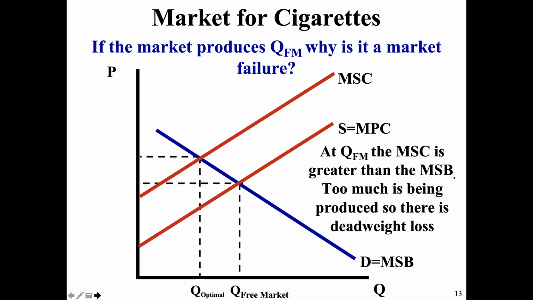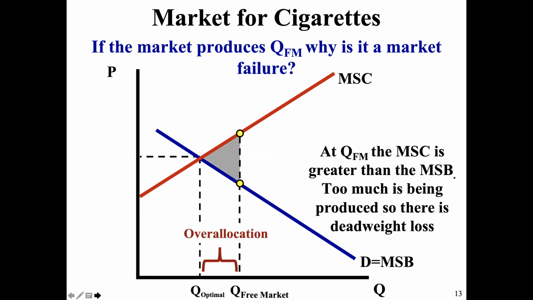How do we know that the free market quantity is not what society wants? It's because at the free market quantity, which is shown right here, the marginal social costs are greater than the marginal social benefit. That gap lets us see that there's deadweight loss existing in the unregulated market. So the free market is failing because there's deadweight loss with no intervention by the government. The quantity provided by the free market is greater than the quantity that's socially optimal, so there's an over allocation of resources in this market. We have too many cigarettes being produced. Because the marginal social cost is greater than the marginal social benefit, we have deadweight loss created.